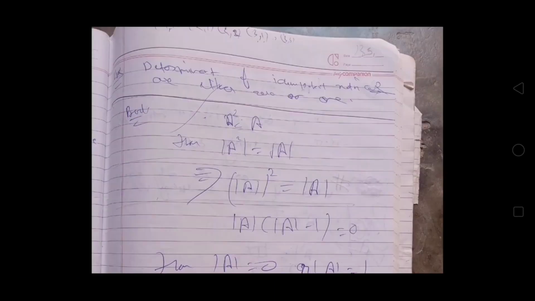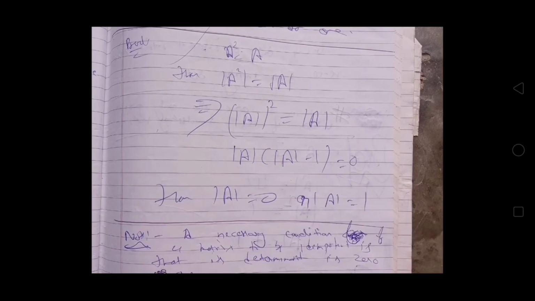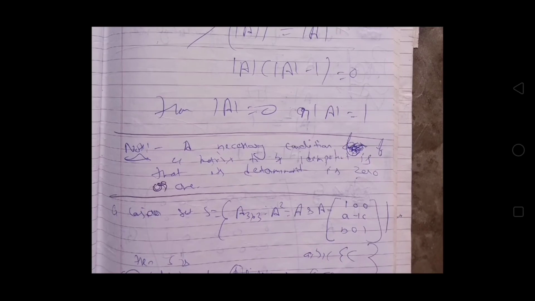Determinants of idempotent matrices are either 0 or 1. We know that in idempotent matrices A square is equal to A, then taking the determinant on both sides we will get this. And in the end you will get the determinant of A is equal to 0 or 1. Now the necessary condition for a matrix to be idempotent is that its determinant is 0 or 1.